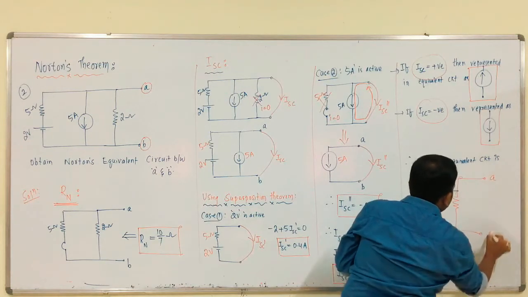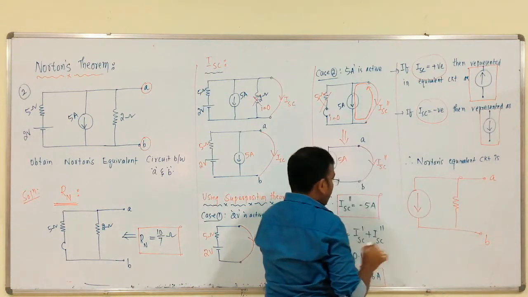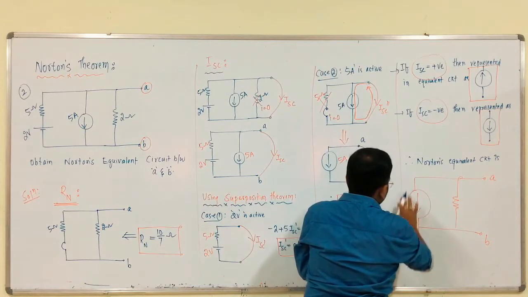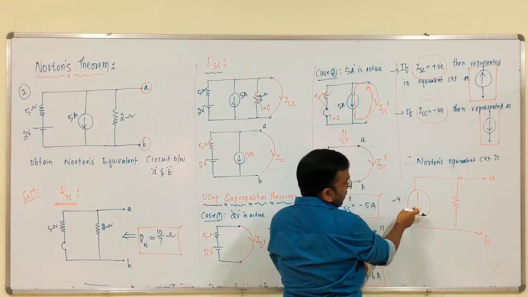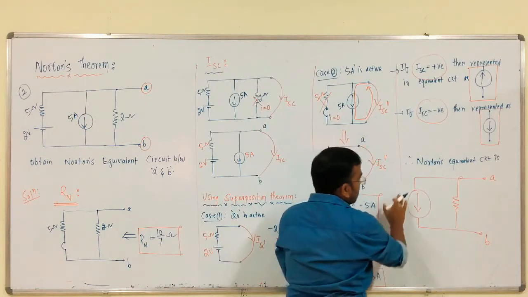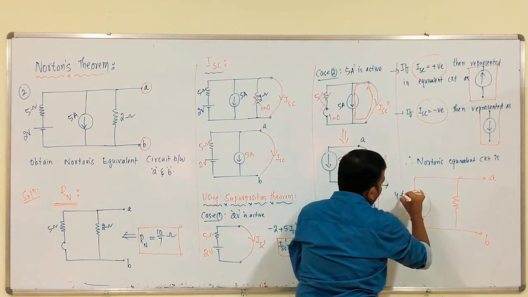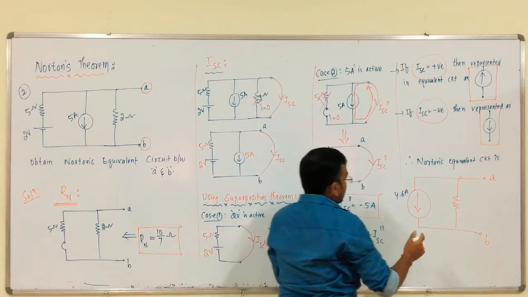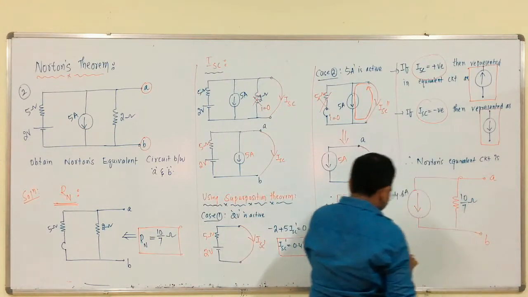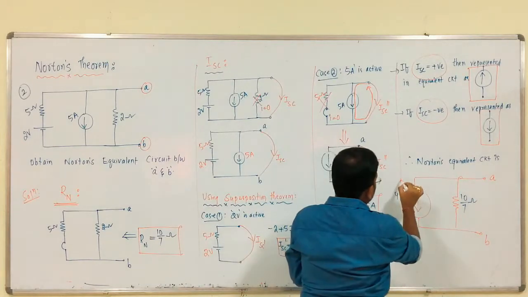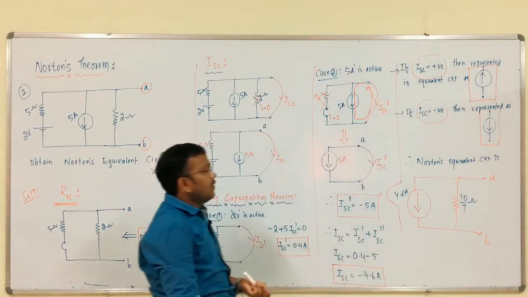This is A, this is B. What is the value of ISC? Not minus, sorry, due to the negative sign only we have to represent the current source in downward direction. Therefore, this is 4.6 amperes. What is the value of Rn? 10/7. That is it. This is the Norton's equivalent circuit.